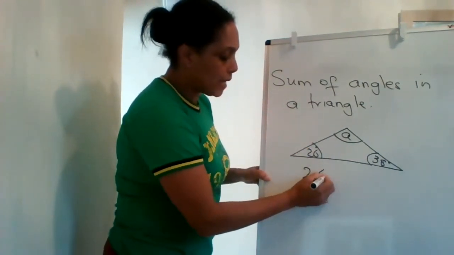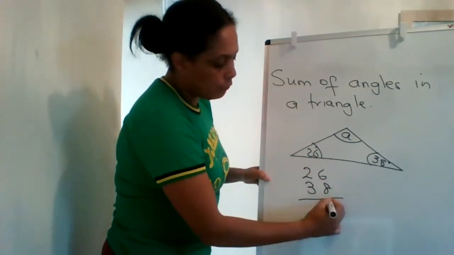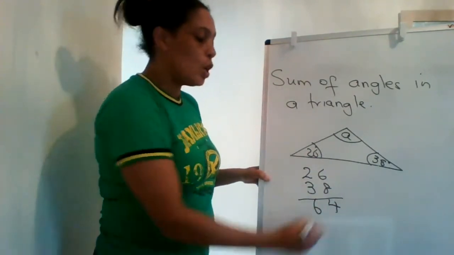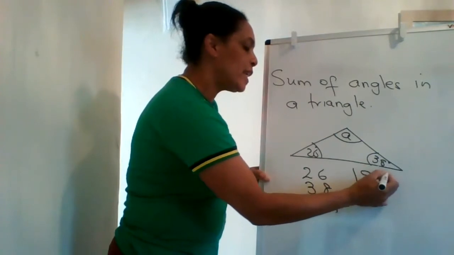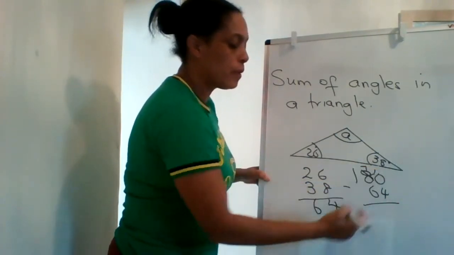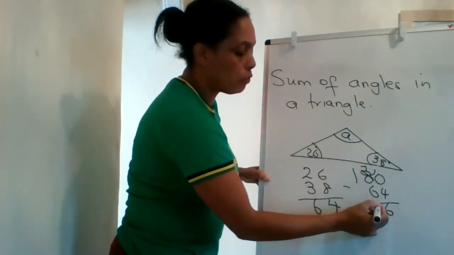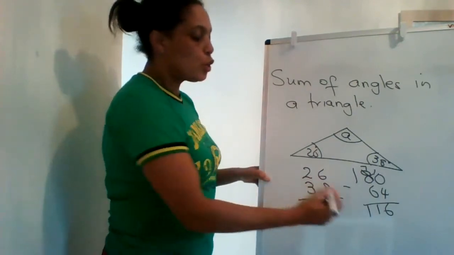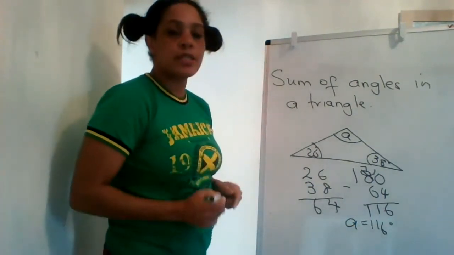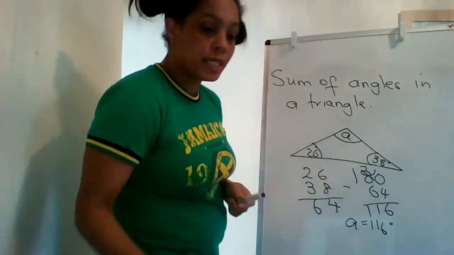So 26 add 38: 8 and 2, 10, and 4, 14, 3, 4, 5, 6. So we have 64. 180 take away 64. 4 from 10 leaves 6. 6 from 7 leaves 1. 116. So we know that A is equal to 116 degrees because angles in a triangle add up to 180 degrees.